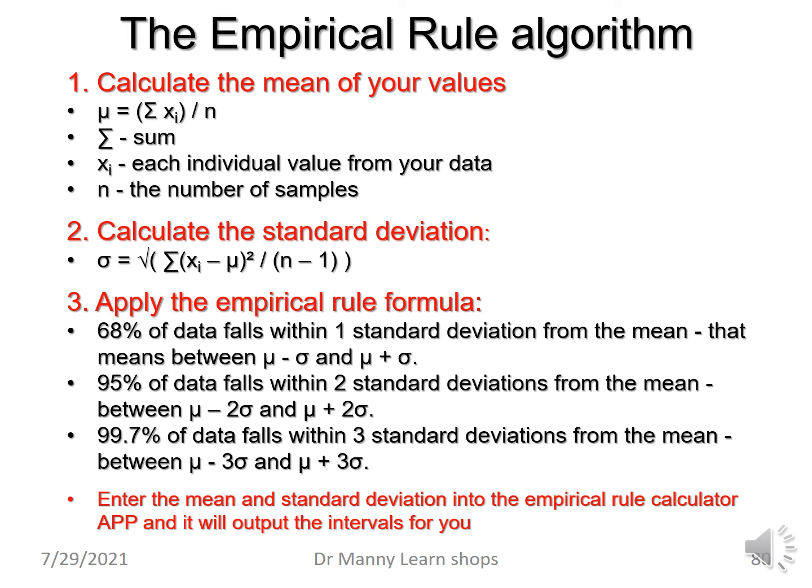The empirical rule algorithm is as follows, which you don't have to memorize. You calculate the mean of your values, you calculate the standard deviation, you apply the empirical rule formula, and then you enter the mean and standard deviation into the empirical rule calculator app, which is available on the internet, and it will output the intervals for you.